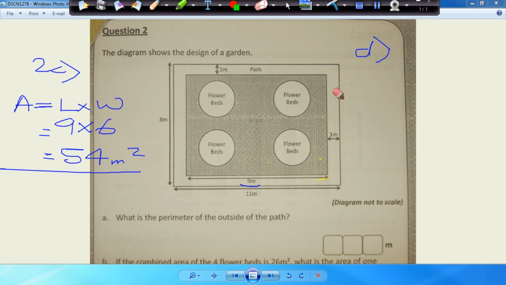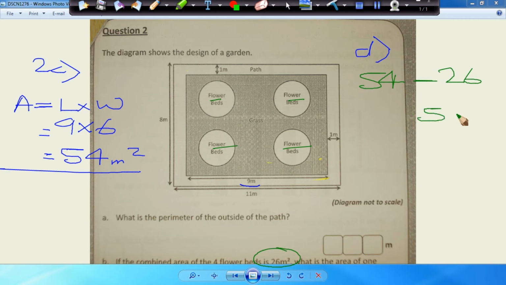So what we just worked out in this last question, which is the area of this inside garden part. So that was, what was the area of all of that? 54. So we started with 54 meters squared, and then we're going to minus the area of this and this and this and this, which was given to us earlier as 26 meters squared. So we know from question B that the area of the flower beds is 26. So the area of this rectangle here minus the area of the inside bits will give us the area of the grass. Composite shape. Okay, so we got 54 minus 26.